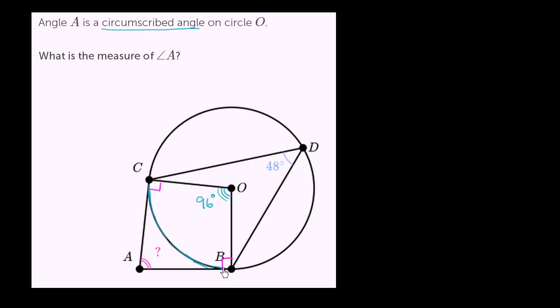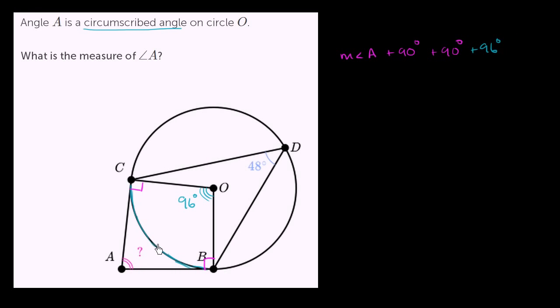Now, this might jump out at you. We have a quadrilateral going on here. ABOC is a quadrilateral. So its angles are going to add up to 360 degrees. So we could write it this way. We could write the measure of angle A plus 90 degrees, plus 90 degrees, plus 96 degrees is going to be equal to 360 degrees.